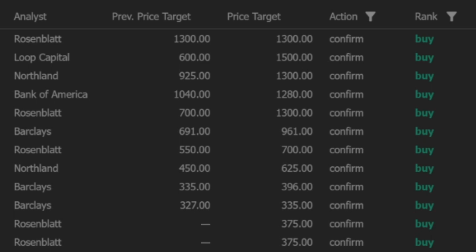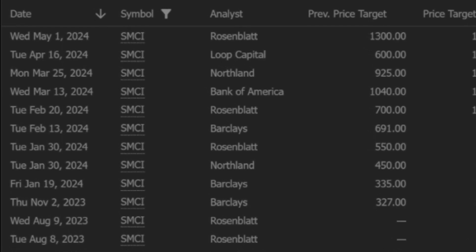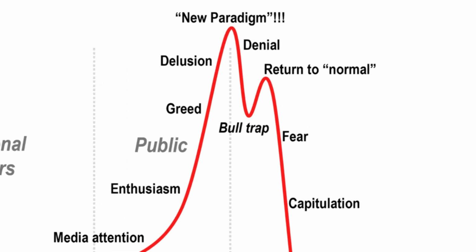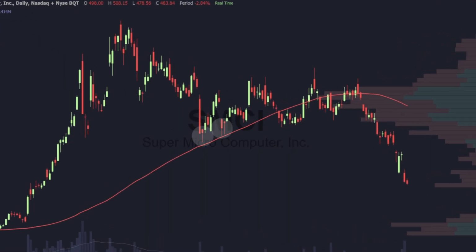Despite massively upgrading their price targets at the end of spring, analyst buy confirmations have completely dried up since. What happens when they dry up? Well, that brings us to number 5, the bull trap on the market cycle chart, when price perfectly tested and bounced off the 100-day SMA.